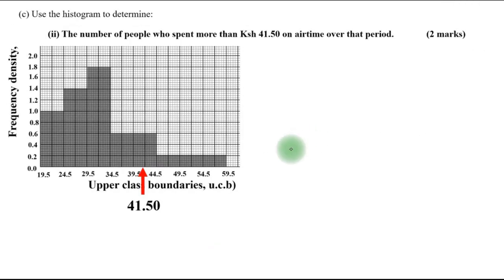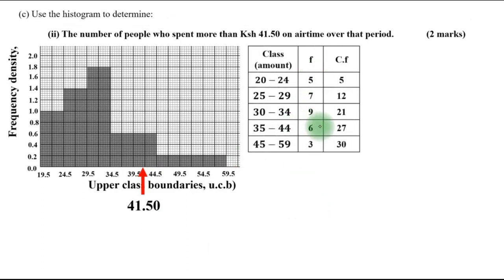So from the table we had 41 shillings 50 cents is actually under this class here. So we need to subtract 44.5 minus 41.5. We get the extra amount that was used. Then we multiply by the frequency density, and then the last one was 3. We had 3 people. Those are the people who actually spend more than 41 shillings 50 cents.